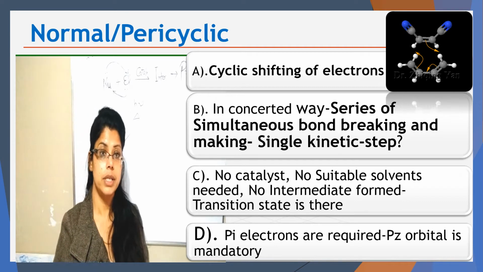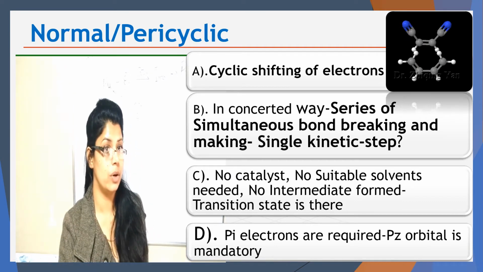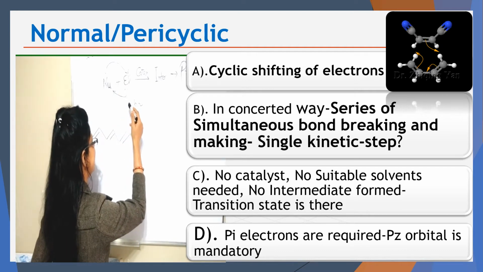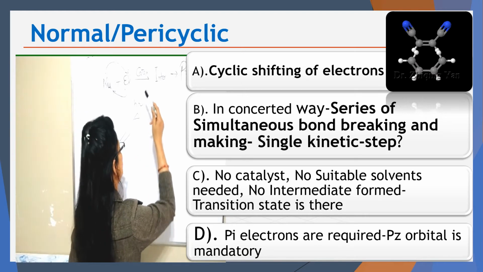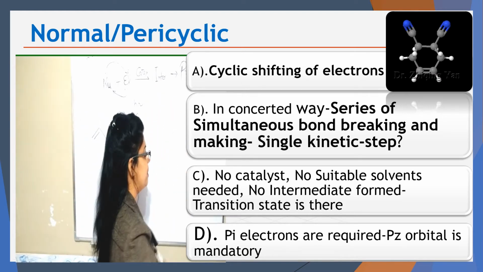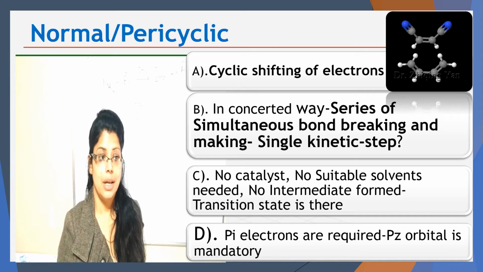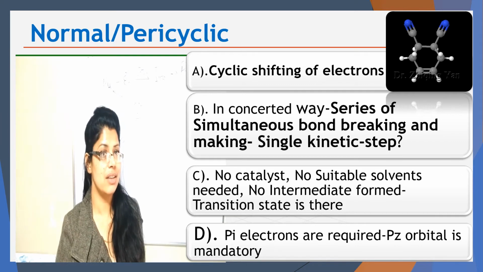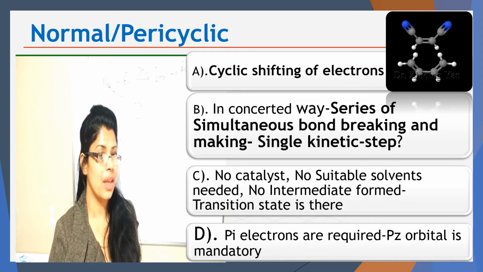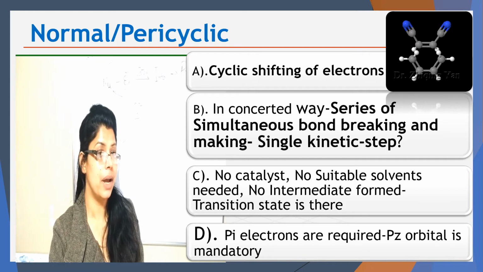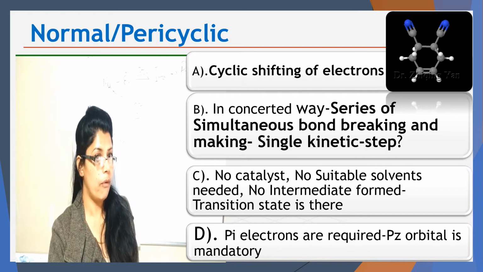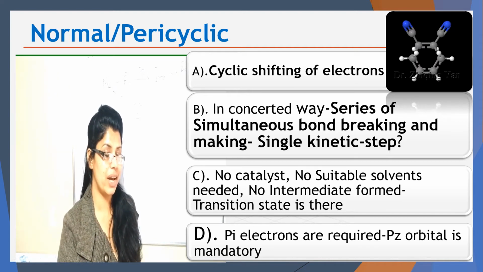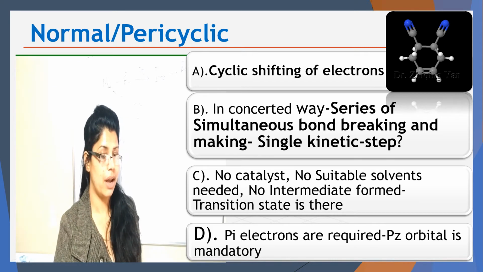But in pericyclic reactions, the flow of electrons is not one way, but it is both ways, or in a cyclic way. And that does not need any catalyst, does not have any intermediate, and does not need any suitable solvent system. So basically this reaction does not need any external force from outside. But these reactions are initiated either by thermal energy, heat, or by photoenergy, photons. So these reactions may be photo-initiated or thermally initiated.